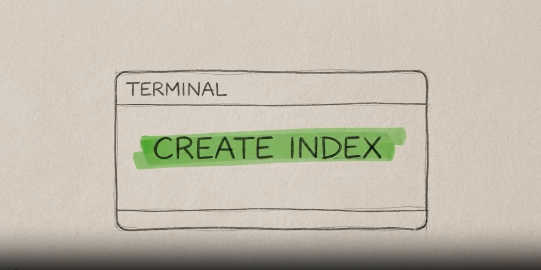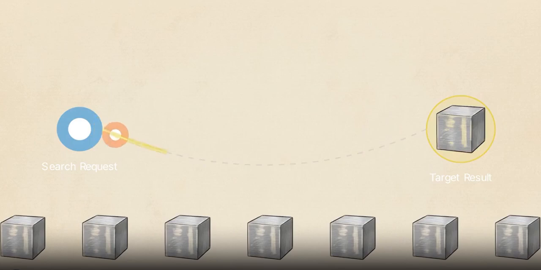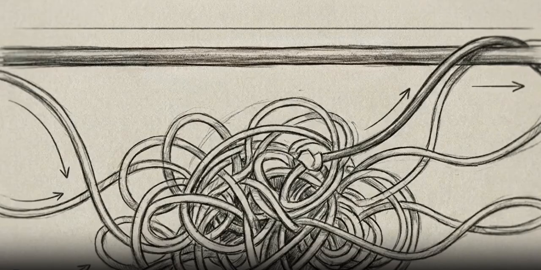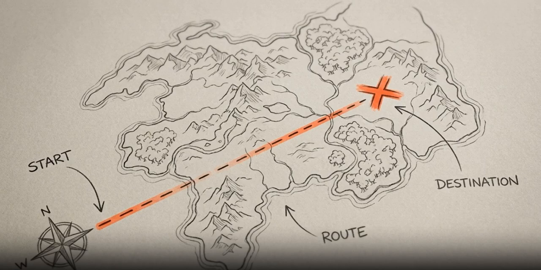The solution to this search is a command called create index. It works exactly like the index at the back of a textbook. It tells the database to create a smart, organized shortcut directly to the data you want. This command helps us avoid those exhausting table scans by providing a direct path to the data we're looking for. Instead of making the computer sift through every single record from start to finish, we give it a map to find the right information much faster.